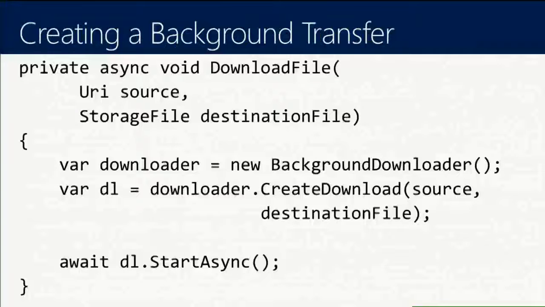Creating this is pretty straightforward. You usually create a background downloader object. Again, you tell it what you want to download, where you want to download it, and you fire off the async command of start.